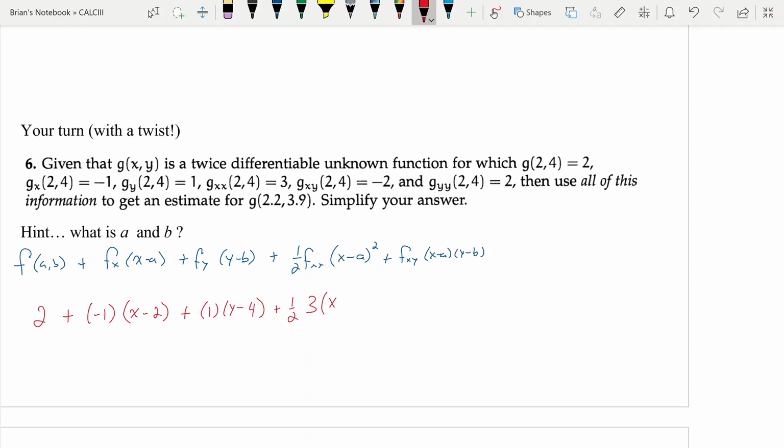so f of xx, now it's just the same pattern. 3, then we'd have x minus 2 squared plus f of xy. We'd get negative 2 times x minus 2 times y minus b, which is 4. And then our last one would be plus 2. I guess that it didn't copy over. We'd have an f of y here, plus f of yy, 1 half, and then it'd be y minus b squared. So we'd have 2 times our y minus 2 over 2 times our y minus b, which is y minus 4 squared.